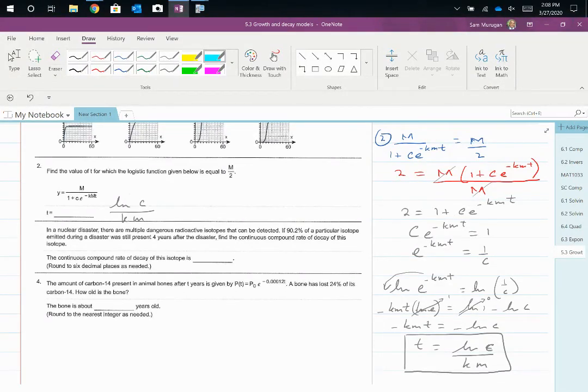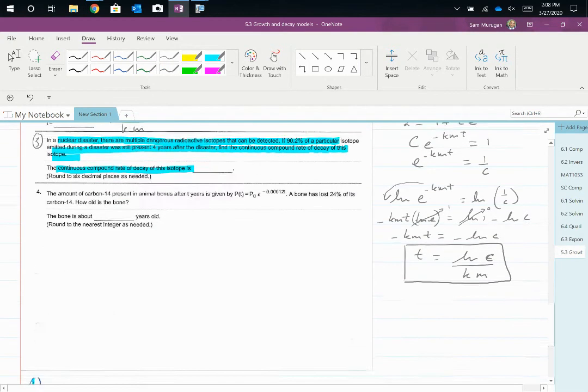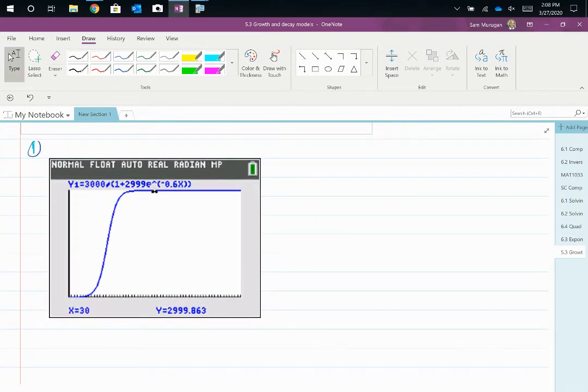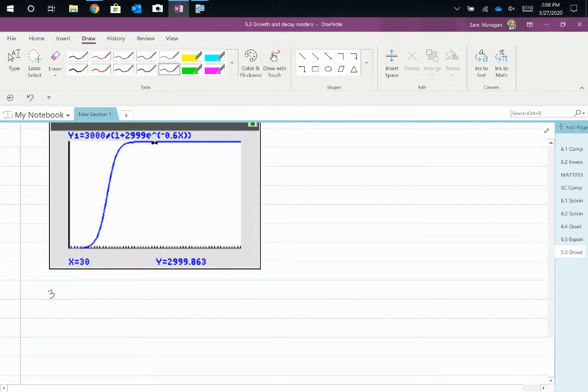The next question: in a nuclear disaster, there are multiple dangerous radioactive isotopes. 90.2% of a particular isotope emitted during the disaster was present 4 years after the disaster. Find the continuous compound rate of decay. So I'm going to have to do question 3 on the bottom here. This involves a little bit of work.